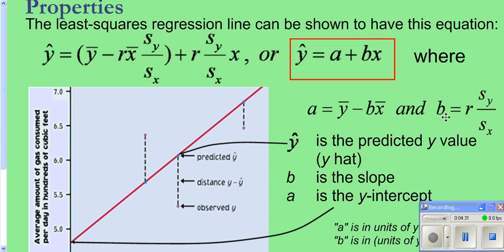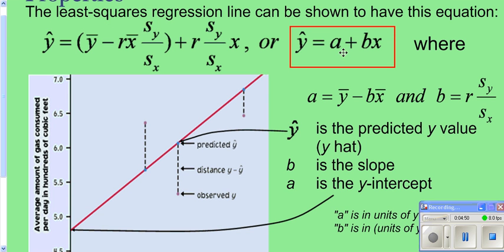Your B value is your R, the correlation coefficient, multiplied by the standard deviation of the y's divided by the standard deviation of the x's. And then that gives you your least squares regression line, which is y hat. Y hat is always your predicted value. Once again, A is your y-intercept, B is your slope.